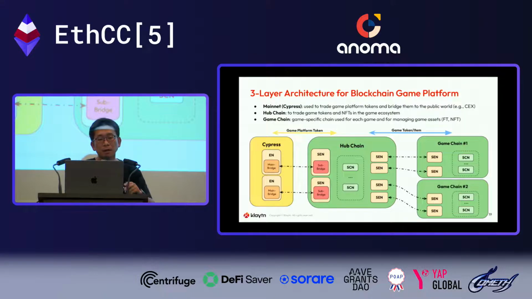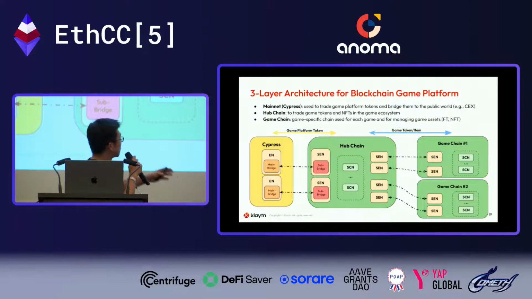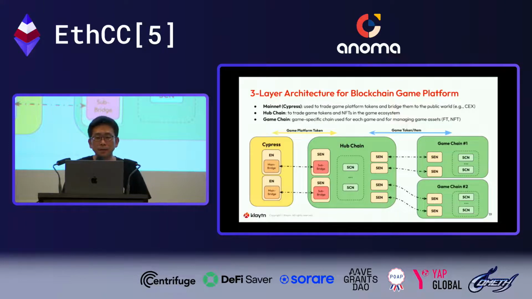And of course, sometimes these hub chain and game chains are implemented as a private chain, and so they don't have a way to communicate with the public world. So in that case, they rely on the mainnet or layer 1 chain to communicate with central exchanges or public NFT marketplaces. That's why we have a bridge between these two, and they communicate to layer 1 and then go to the public services.